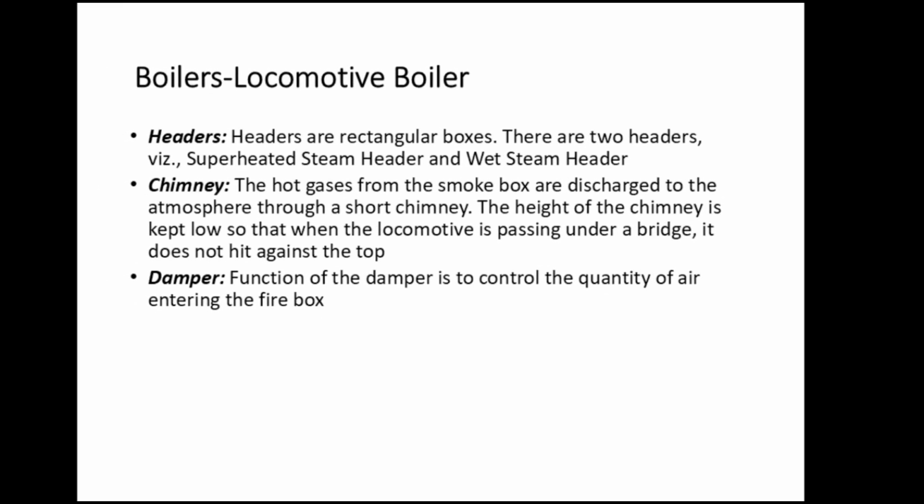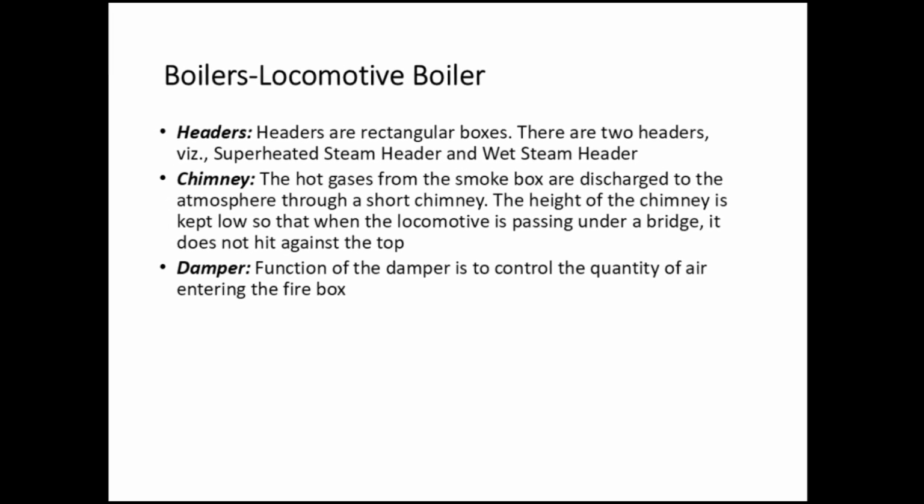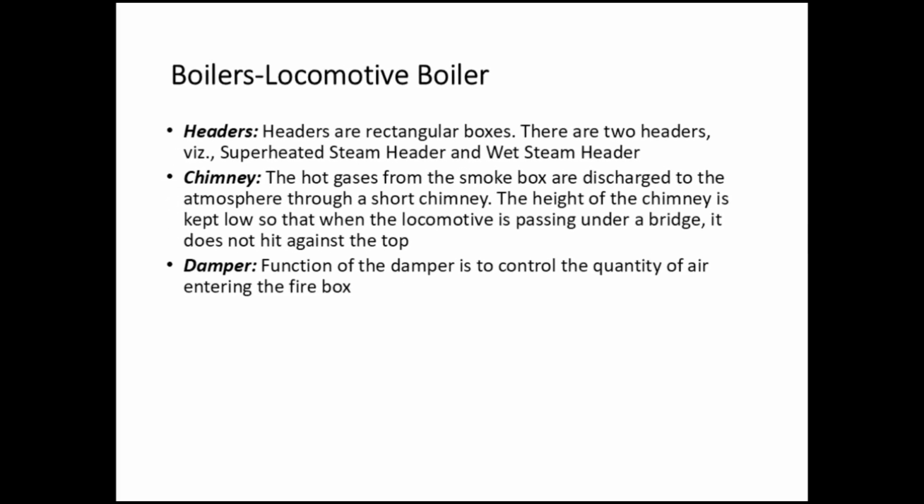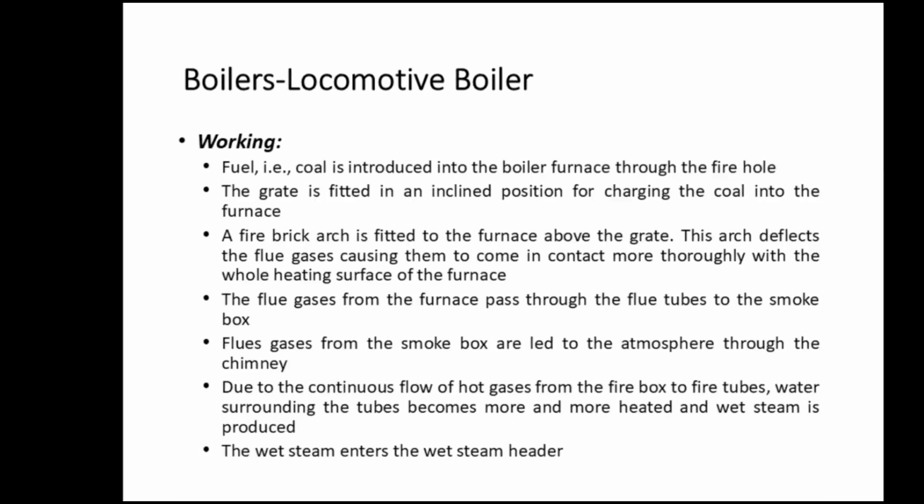Boilers. Locomotive boiler. Headers. Headers are rectangular boxes. There are two headers, namely superheated steam header and wet steam header. Chimney. The hot gases from the smoke box are discharged to the atmosphere through a short chimney. The height of the chimney is kept low so that when the locomotive is passing under a bridge, it does not hit against the top. Damper. Function of the damper is to control the quantity of air entering the firebox.